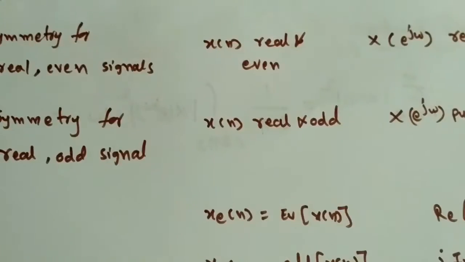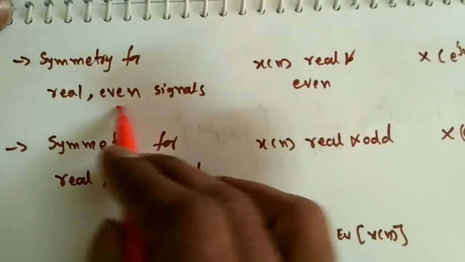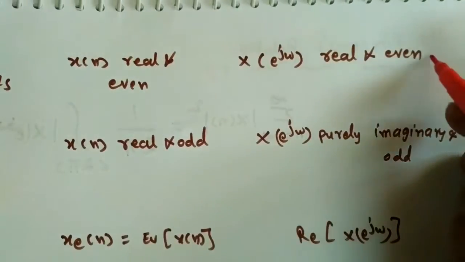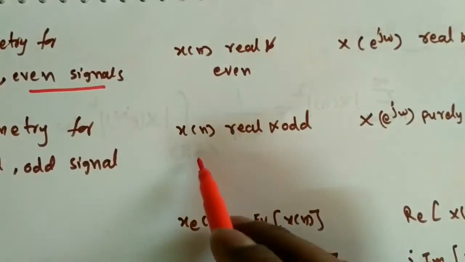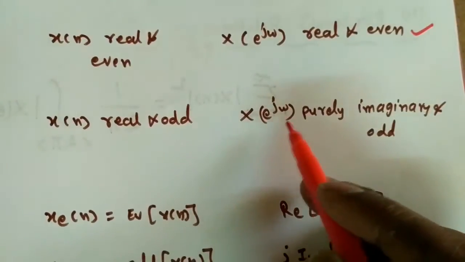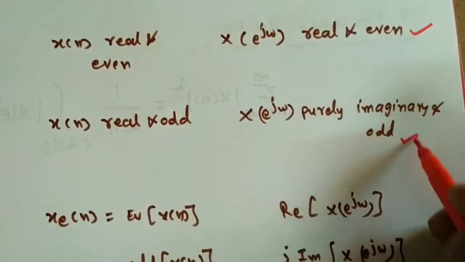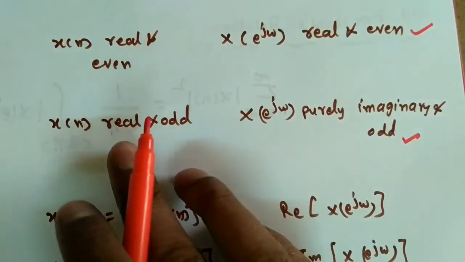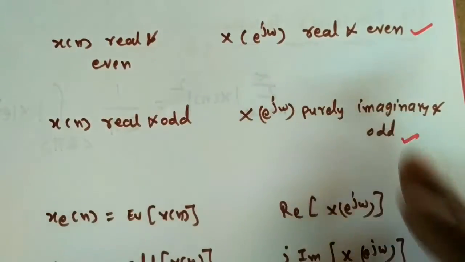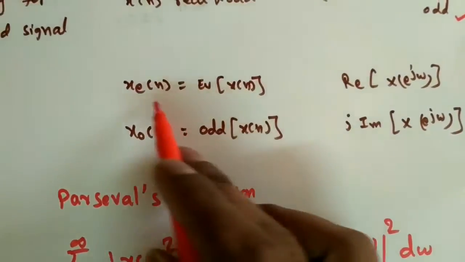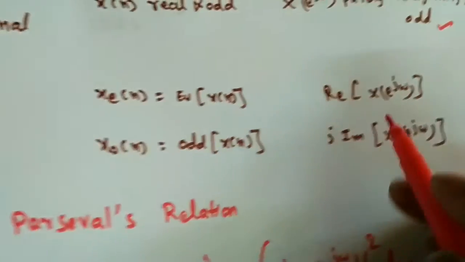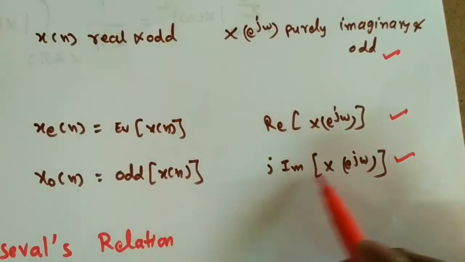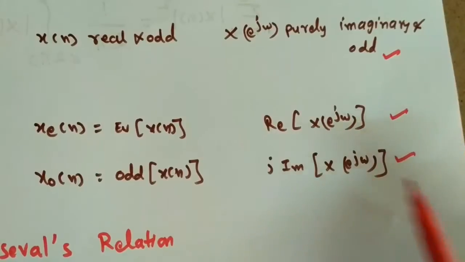Similarly, we continue with conjugate symmetry for real and even signals. If x of n is real and even, then x of e power j omega is also real and even. If x of n is real and odd, then x of e power j omega will be purely imaginary and odd. Real and even gives a real transform, but a real and odd signal gives a purely imaginary term. Similarly, for the even part and odd part of x of n, the Fourier transform will be the real part of x of e power j omega, and j into the imaginary part of x of e power j omega.